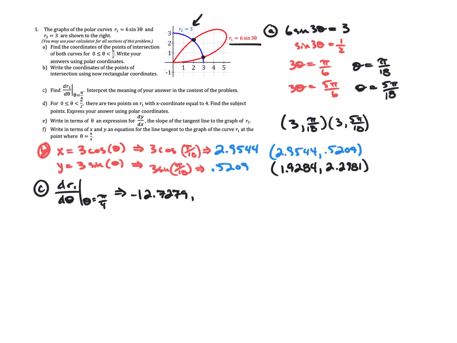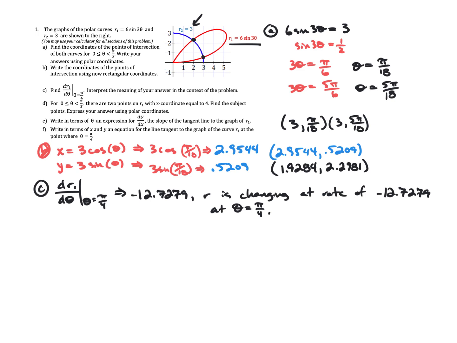So the way that I always like to say is r is changing at a rate of negative 12.7279 at theta equaling pi over 4. Now, if there's a question on whether or not it's going towards or away from the pole, then I'm going to answer what? I'm going towards the pole, all right? Because it's a negative, so it's going towards the pole.